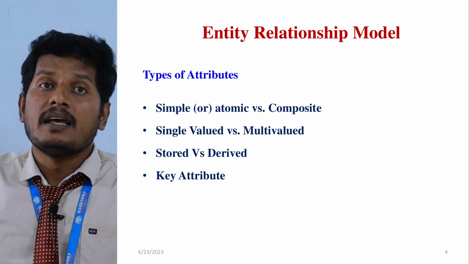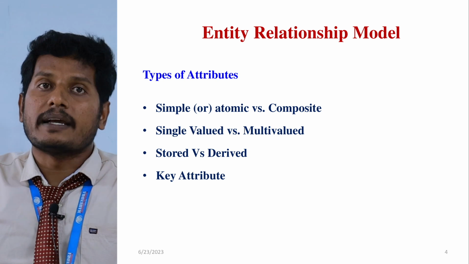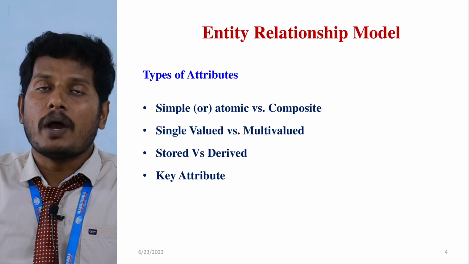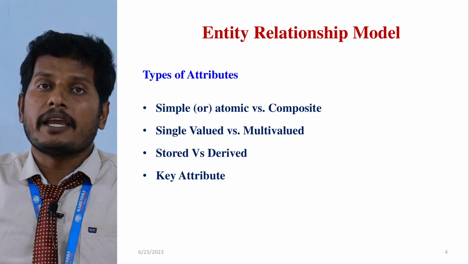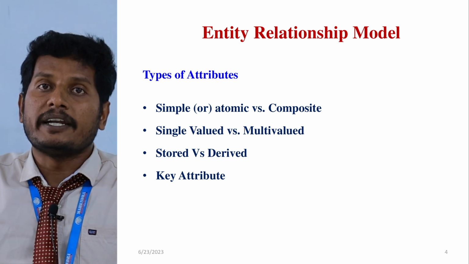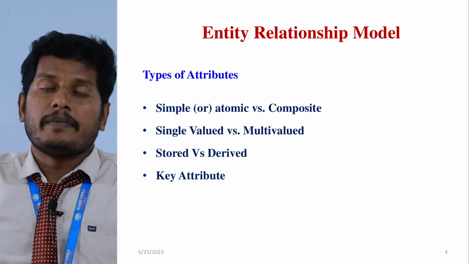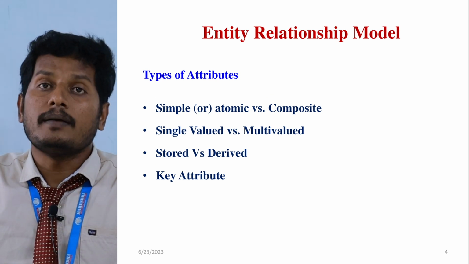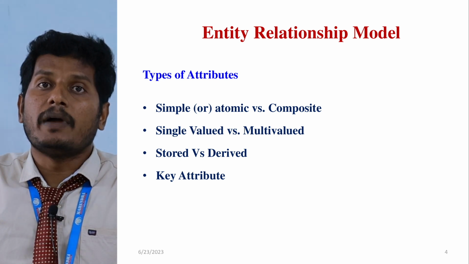The second type is single-valued attributes, otherwise multivalued attributes. A single-valued attribute has a single value, for example employee ID or serial number. A multivalued attribute may have more than one value. For example, department location: a department may be located in several places. Another example is mobile number. These are multivalued attributes.